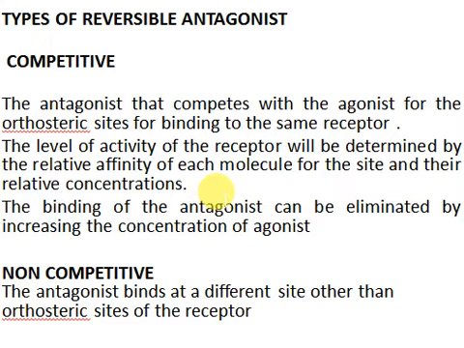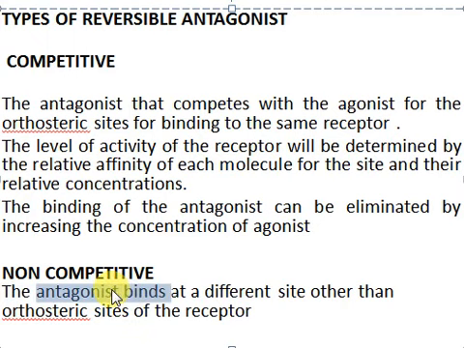The second type of reversible antagonist is the non-competitive antagonist. A non-competitive antagonist binds at some site other than the orthosteric site, that is, at an allosteric site. You can see that the agonist is trying to bind with the active site, the orthosteric site, while the antagonist is binding to an allosteric site. If your blocker is binding at some allosteric site, then there is no competition between the antagonist and the agonist. So this is called a non-competitive antagonist.